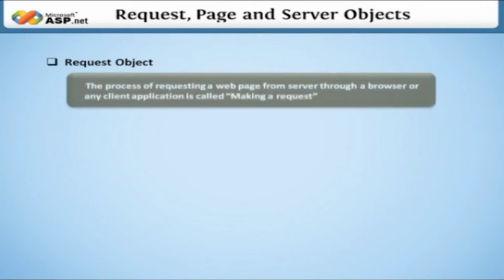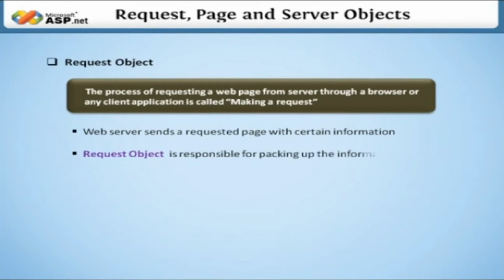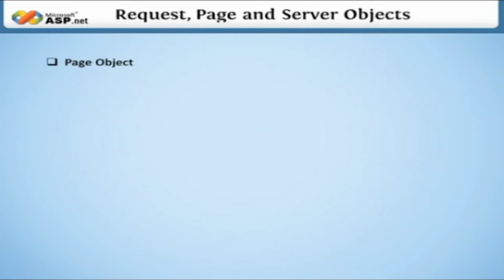Request, page, and server objects. In this lesson, we're going to discuss request, page, and server objects. First off, let's start with request object. The process of requesting a web page from server through the browser or any client application is called making a request. A web server sends a requested page with certain information. The request object is responsible for packaging up the information to make it easily accessible to the ASPX application.